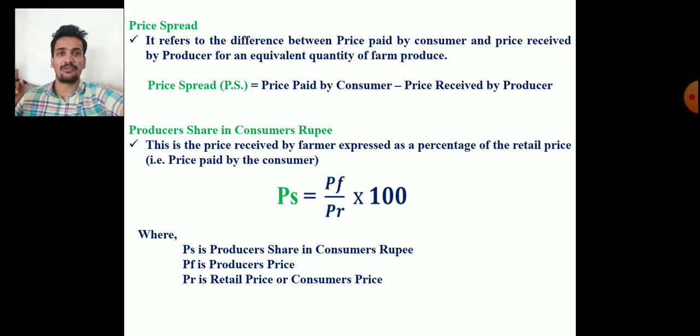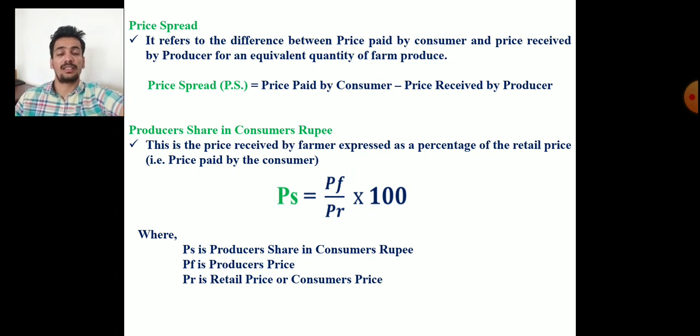The formula for calculating price spread is the price paid by the consumer minus the price received by the producer. What is the formula? The price paid by the consumer means I have purchased that produce for 8,000, and the price received by the producer is 4,000 only. So that will be your price spread. It is very simple.